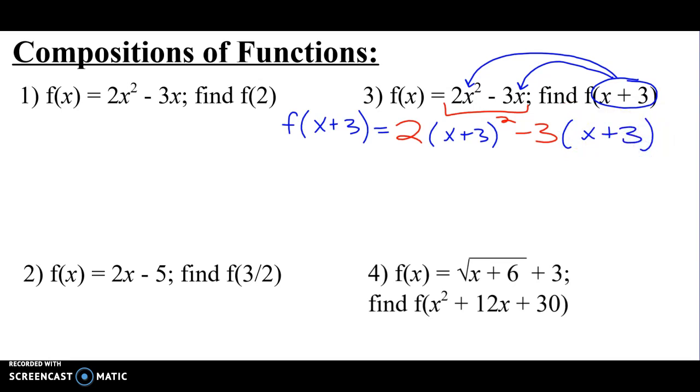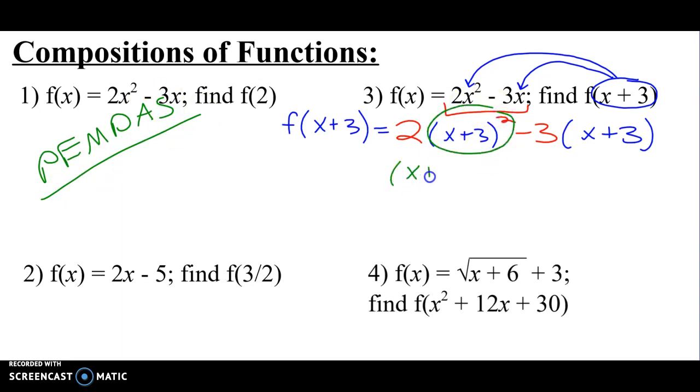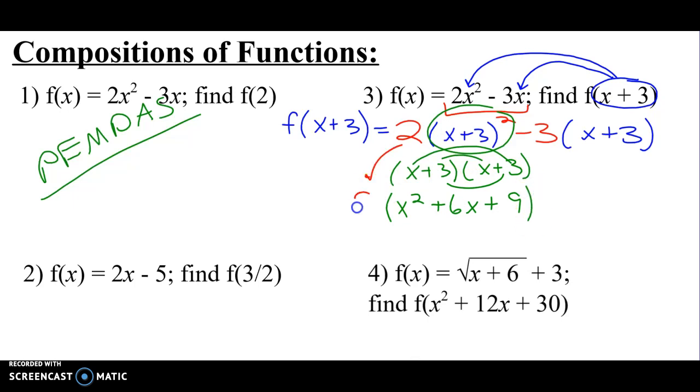We need to remember our order of operations. So what do I have to do first? x plus 3 squared, which is x plus 3 times x plus 3. Which comes out to, if you FOIL that out, x squared plus 3x plus 3x gives us 6x, and then 3 times 3 is 9. But that still has to be multiplied by 2.